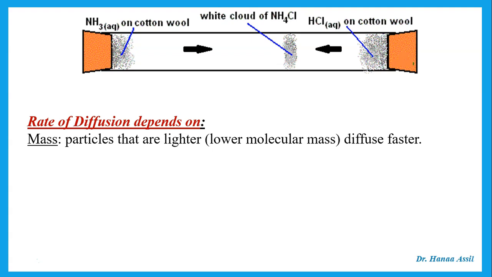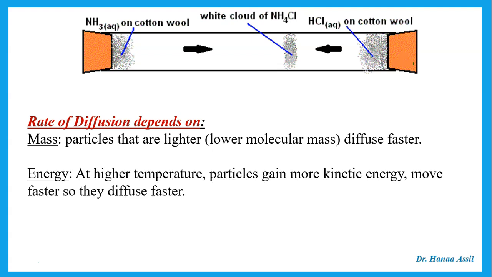So which ones are lighter? If you calculate the Mr, or the molecular mass, of nitrogen plus 3 hydrogens, that's a total of 17. But for HCl, the chlorine alone is 35.5 plus 1, that's 36.5. So HCl is heavier. It will move slower. The ammonia has lower molecular mass, diffuses faster, and that's why they meet nearer to the HCl.